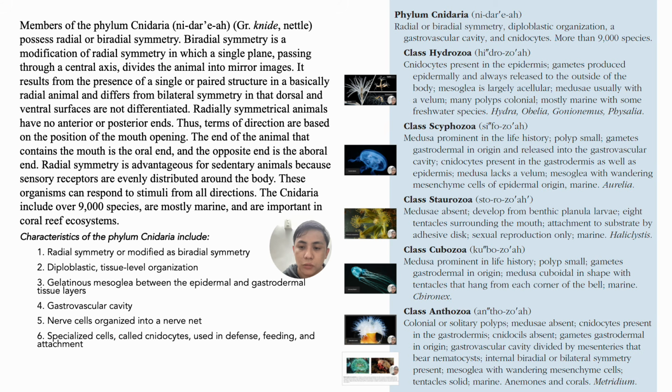Examples of this would include Hydra and Obelia, which are small, often found in colonies, and then Aurelia, the common moon jelly, and Metridium, a sea anemone. Some, like Chironex, the box jellyfish, are known for their potent sting. Many cnidarians, especially corals, form reefs that are essential for marine biodiversity. Their main characteristic is radial symmetry or modified biradial symmetry, appearing diploblastic.